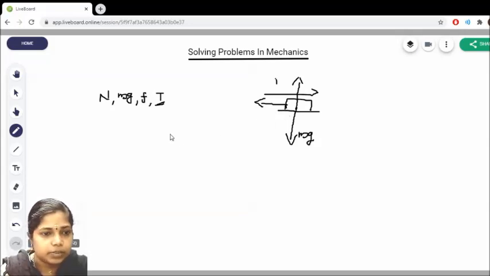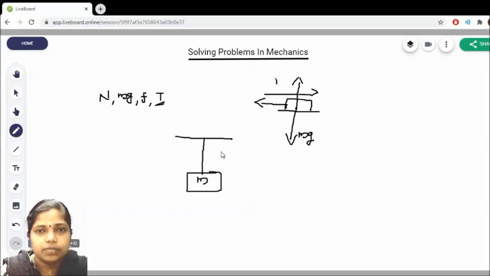Take one situation. I have a fixed wall here. From this wall, I tied a string, and at the other end, I have an object with mass m. So this is a string. Now we are going to draw the direction of the tension involved in the string. Here, one end of the string is in contact with a fixed end, and the other end of the string is in contact with an object of mass m.